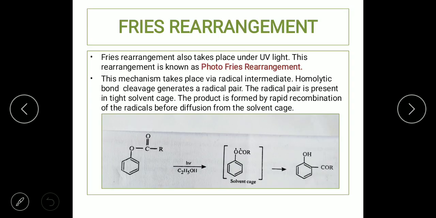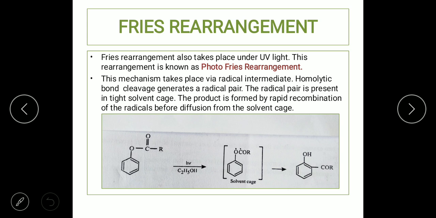Fries rearrangement also takes place under UV light. This rearrangement is known as photo-Fries rearrangement. This mechanism takes place via a radical intermediate. Homolytic bond cleavage generates a radical pair. The radical pair is present in a tight solvent cage. The product is formed by rapid recombination of the radicals before diffusion from the solvent cage.